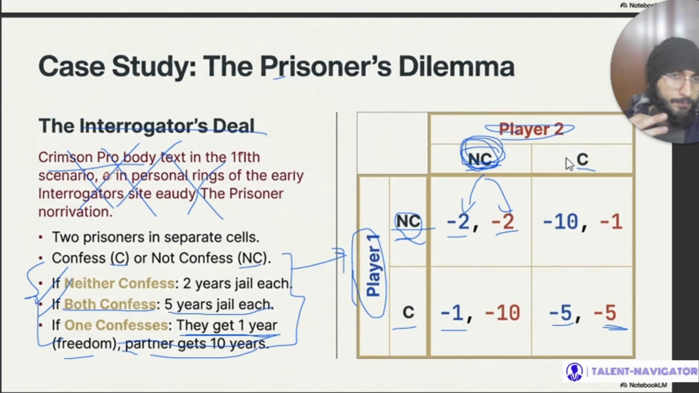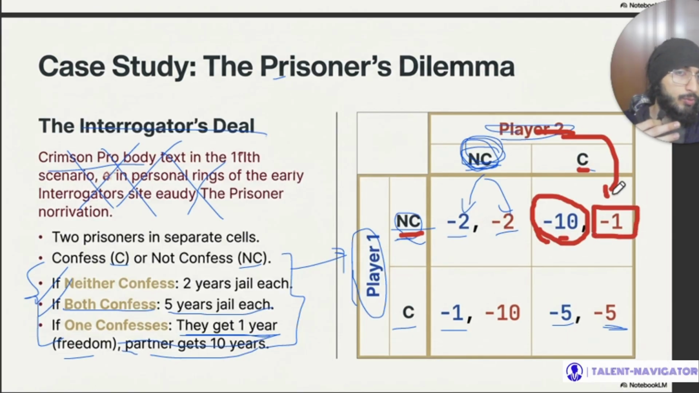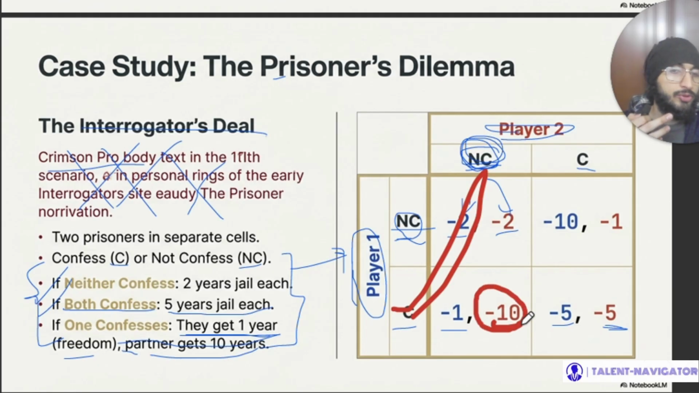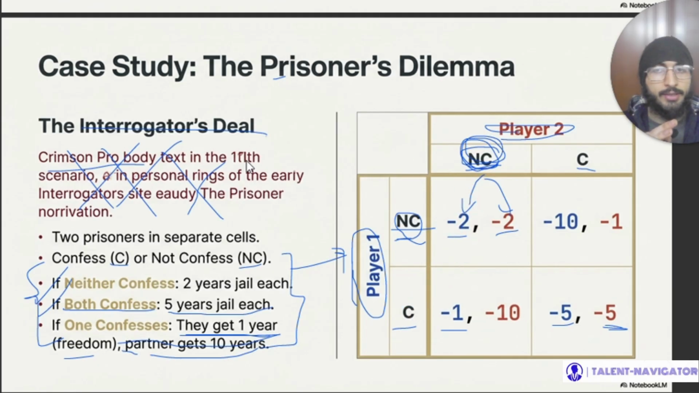Now, in case player 2 confesses and player 1 does not confess, then player 1 will have to serve a jail time of 10 years. That is minus 10 in blue. And minus 1, that is for player 2, that is prisoner 2, will serve 1 year jail time, as was mentioned here. And vice versa, if player 1 confesses, then he is serving only 1 year jail time. And if player 2 does not confess while player 1 confesses, then player 2 will have to serve jail time of 10 years. So this is the payoff matrix, right?